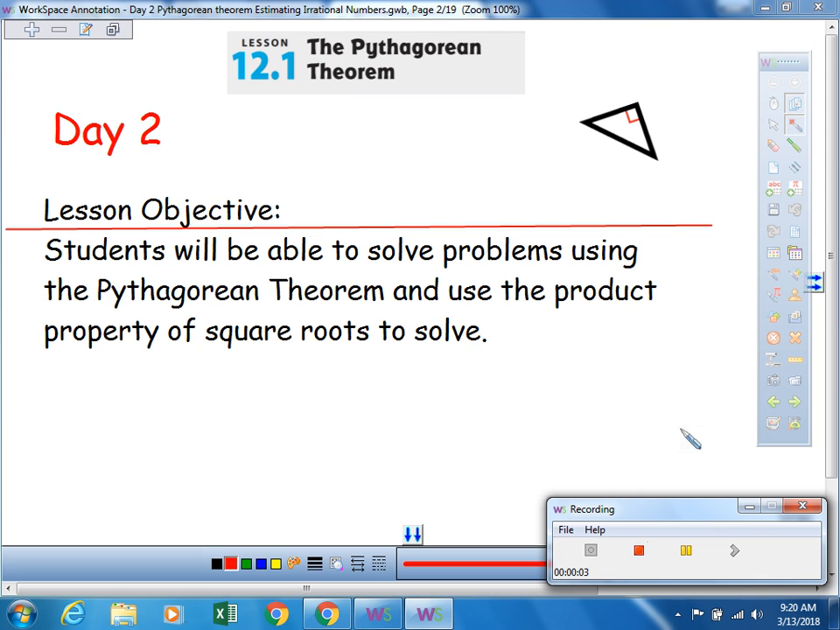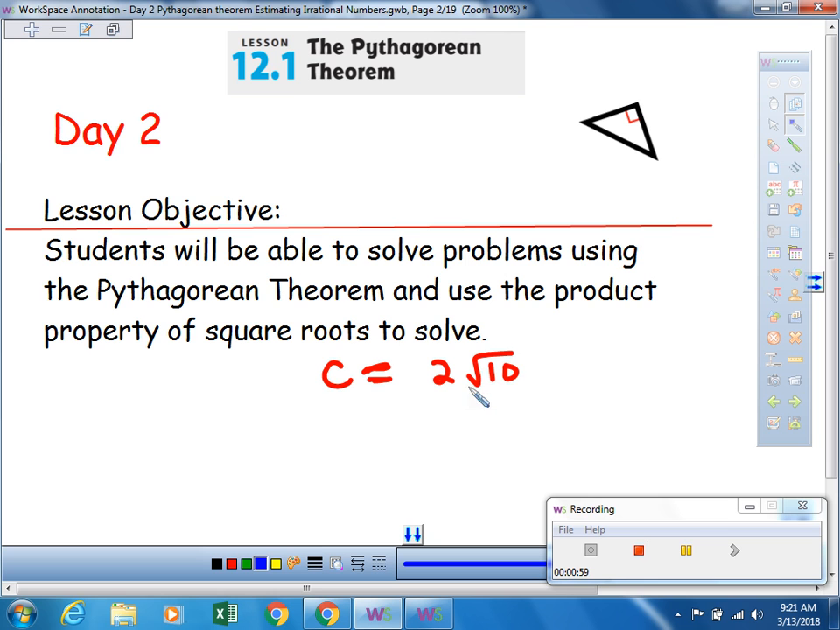And this time, instead of using a calculator to estimate, we're going to leave it in a more exact form. And we're going to use the product property of square roots. So you're going to have square roots in your answer. So your answer might look like C equals 2 square root 10.